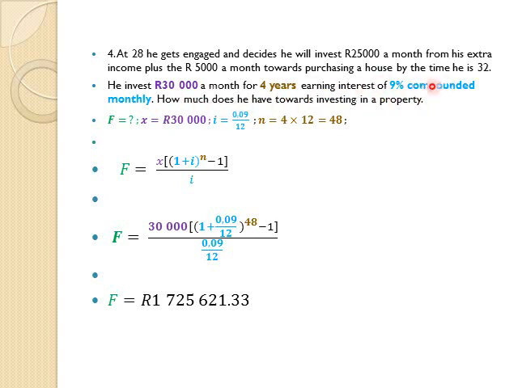Remember, if you make such an investment, you can still negotiate a higher interest rate. Places like Liberty and so on. Liberty, very good company. How much does he have towards investing in a property? So there, F, X equals 30k, I equals 0.09 over 12, and 4 times 12 equals 48. Because he's making regular payments of 30k, the formula is X times (1 plus I to the power n minus 1) over I. That gives him 30,000 times (1 plus 0.09 over 12) to the 48 minus 1, divided by 0.09 over 12. And after 4 years, he has 1.7 million, or 1,725,621 rand 33.